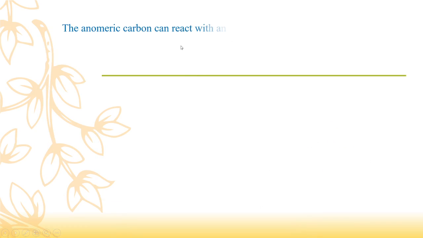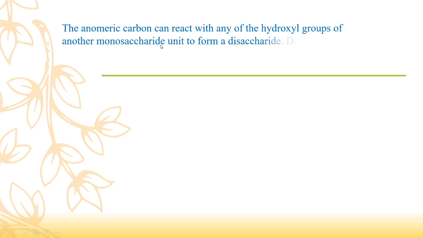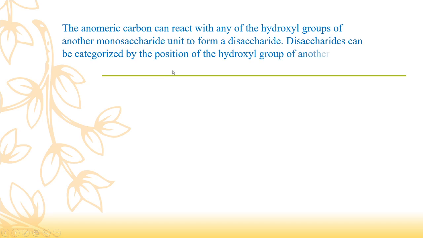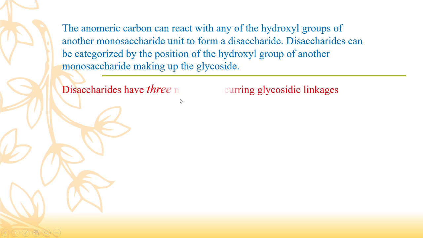So the anomeric carbon can react with any of the hydroxyl groups of the other monosaccharide unit to form the disaccharide. That means any of the hydroxyl groups from the second monosaccharide can be attached to the anomeric carbon of the first monosaccharide, and from that we can categorize the position of the hydroxyl group of the other monosaccharide which forms the glycoside. That means the disaccharide can be categorized by the position of the hydroxyl group of the other monosaccharide making up the glycoside. So the disaccharides have three naturally occurring glycosidic linkages.